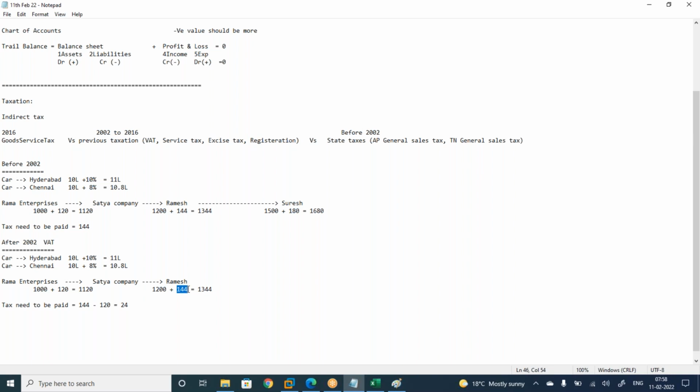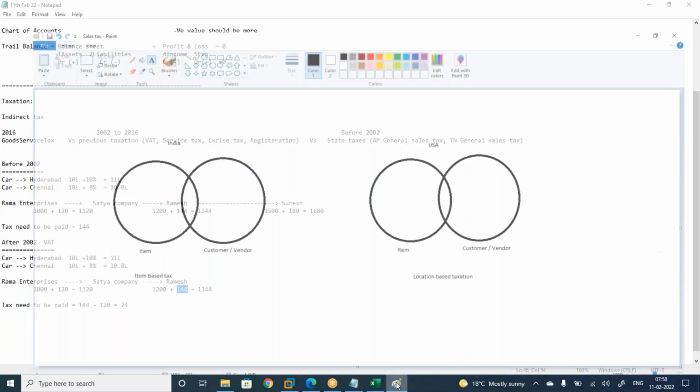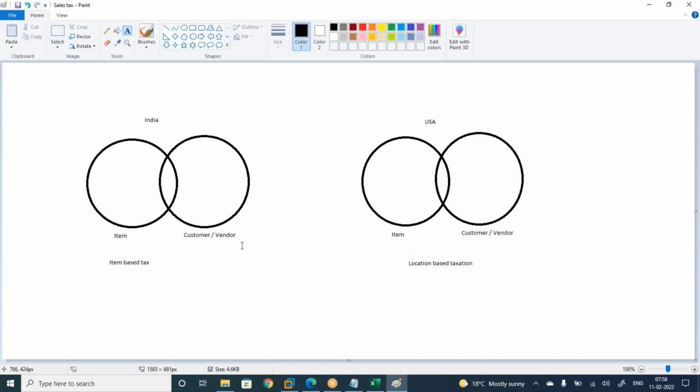Understood the high level picture about Indian tax? Not only Indian taxation, everywhere there are always two kinds of taxation, either based on the place or based on the item. In the entire world, the taxes are based on the item or on the location. Okay, next we'll continue on Monday in depth about this.